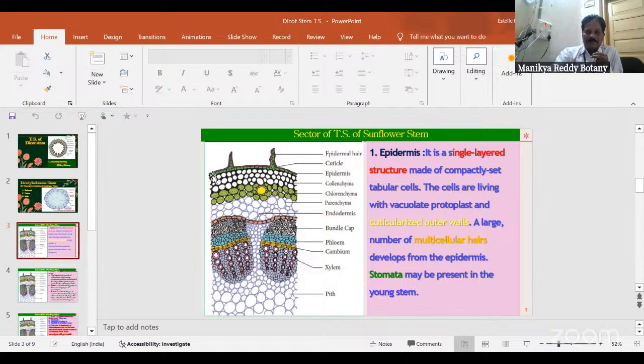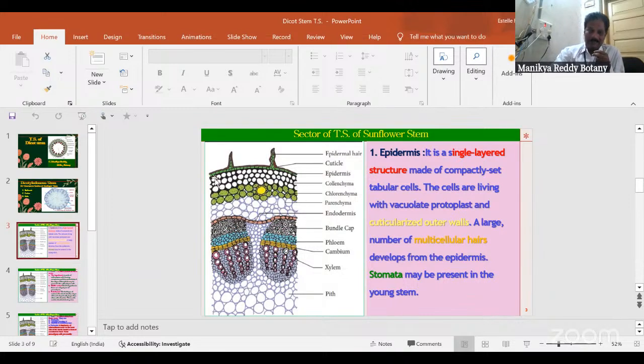Since it is an aerial part, when you see the epidermis of monocot root or dicot root, you cannot see the cuticle layer. Since the stem is an aerial part of the plant body, it has to be protected from adverse environmental conditions, that is temperature, rain, and humidity. That's why the outer surface of stem is always covered with a thin cuticle layer. That is the characteristic feature of epidermis in stem and leaf.